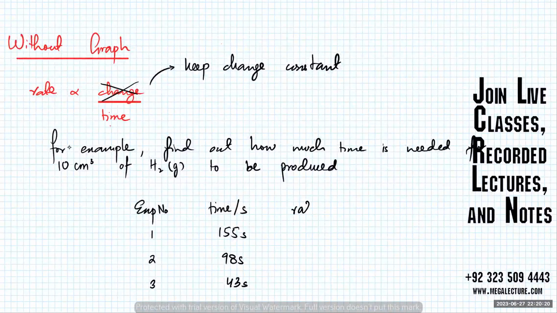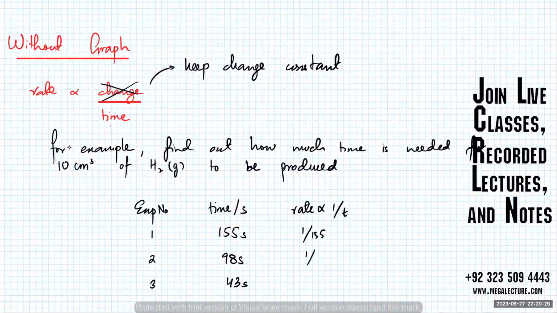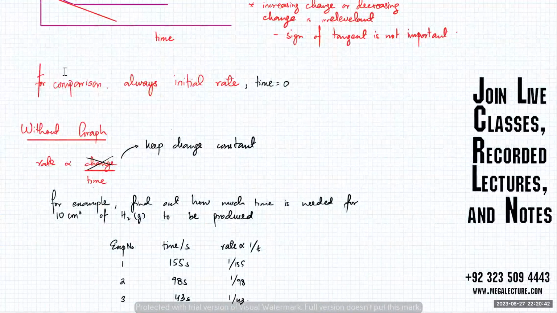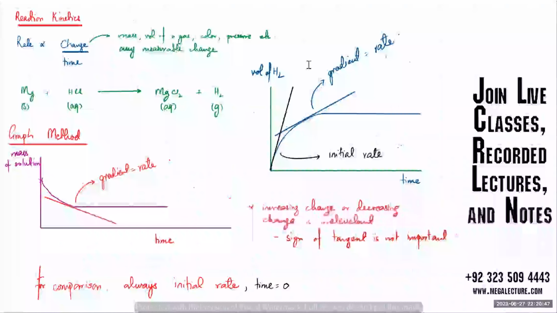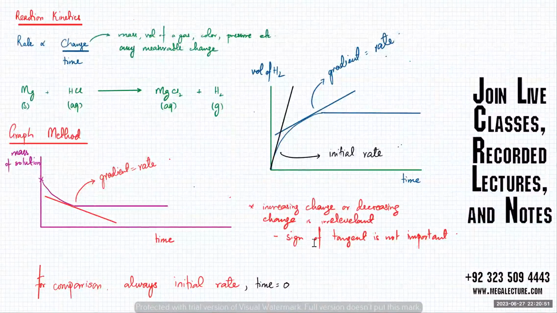Basically, rate is proportional to 1 over time, right? So it's 1 over 155, this one is 1 over 98, and this one is 1 over 43. So just remember, broadly speaking, there are two ways of investigating rate. This one is the easier one. That one is the more difficult one, requiring a lot more effort.